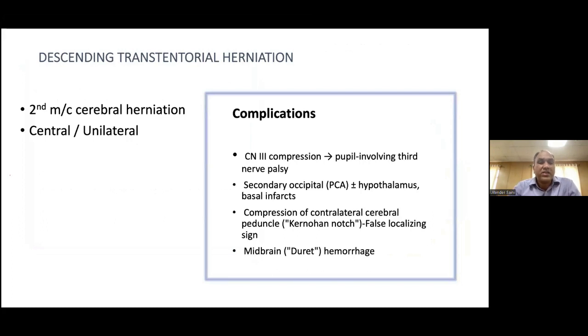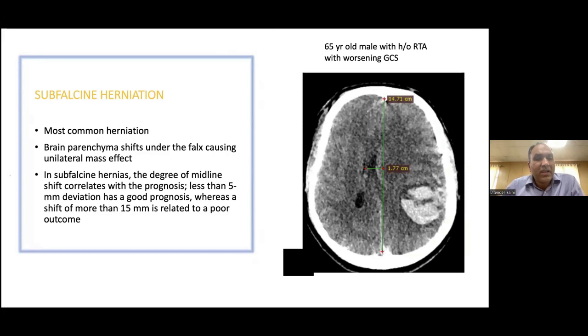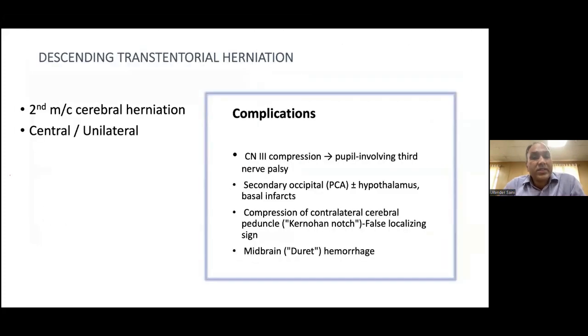Coming to descending transtentorial herniation, and one more point, the subfalcine herniation, when it happens, it can lead to anterior cerebral artery infarcts, but these are very uncommon. This happens because the anterior cerebral artery gets wedged against the falx, which is a rigid structure. Coming to descending transtentorial herniation, it's the second most common type of cerebral herniation.